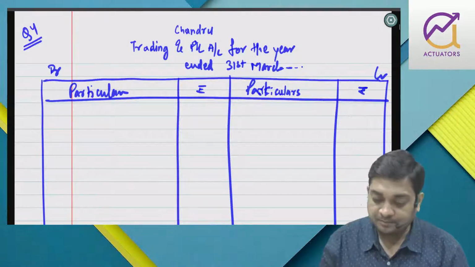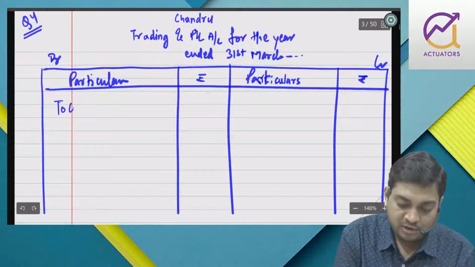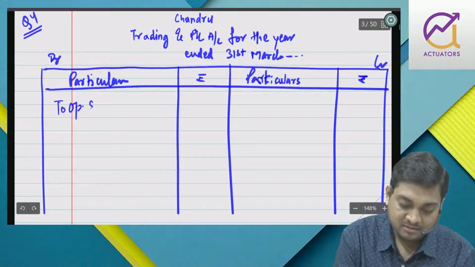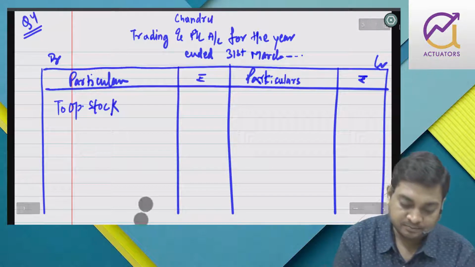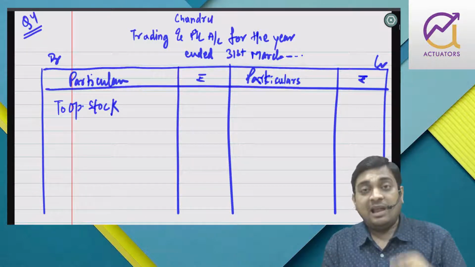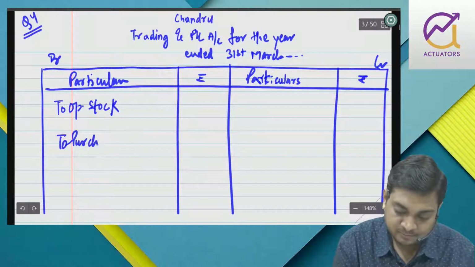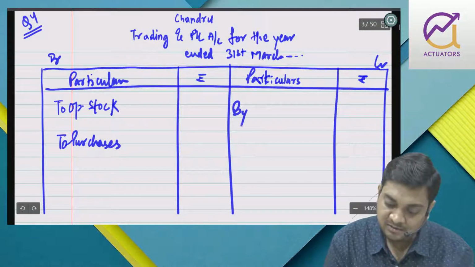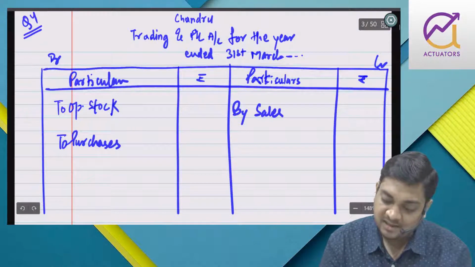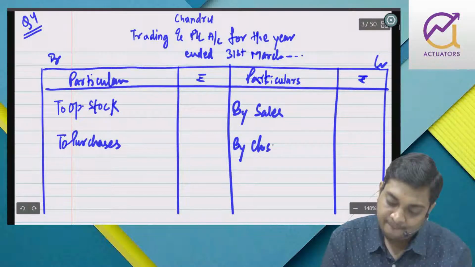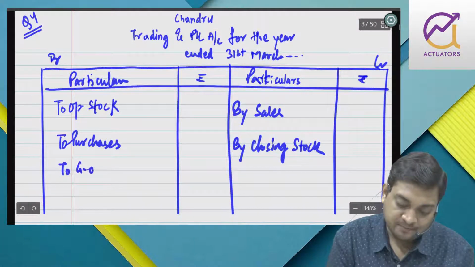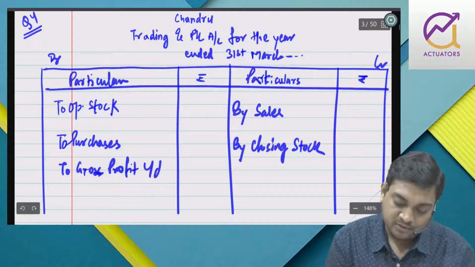Is that fine? Now, so first of all, I'll focus only on trading account. So I have opening stock, right? I'll have purchase, sale, closing stock. To purchases, by sales, by closing stock, and I'll have to gross profit.